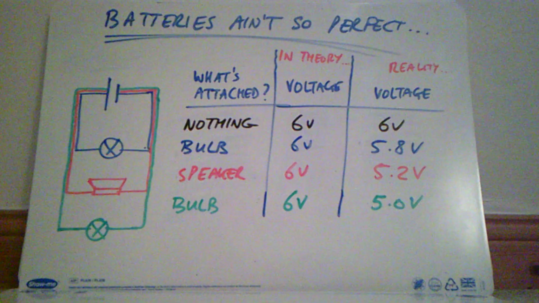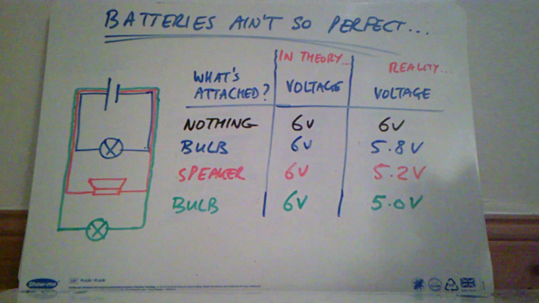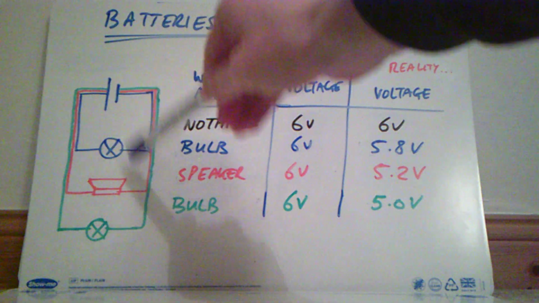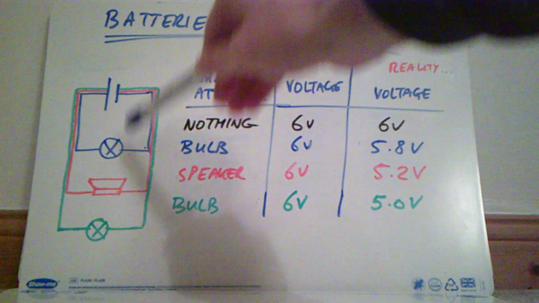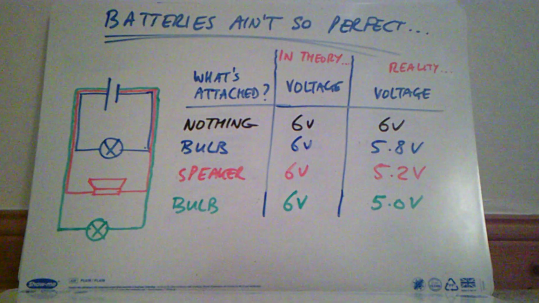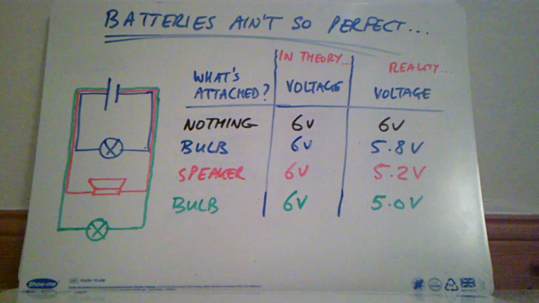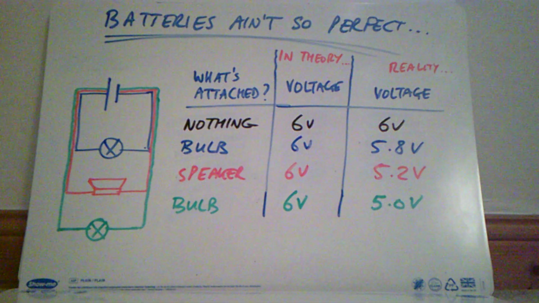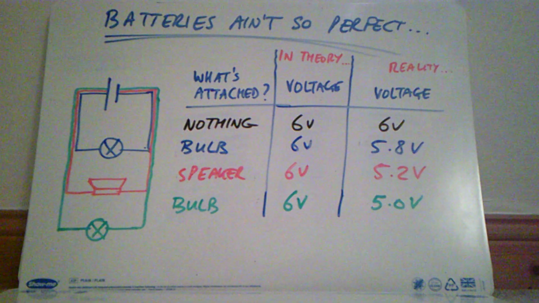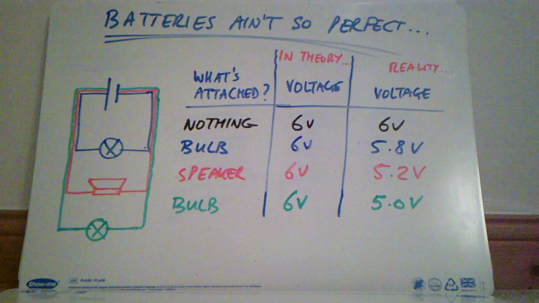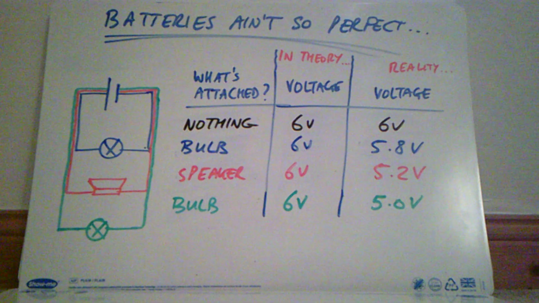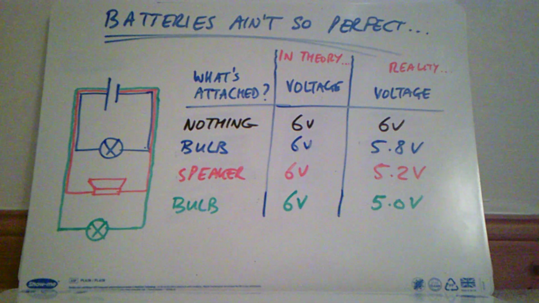Batteries aren't so perfect. So here's an experiment. We've got a bulb, a speaker, and another bulb, all in parallel with a battery. Now let's say it's a 6-volt battery. We've just talked about with circuit analysis that parallel circuits are independent loops, separate circuits which just happen to share the same voltage supply, but they have an independent connection to it, so the voltage across each loop should be the same as the supply voltage.